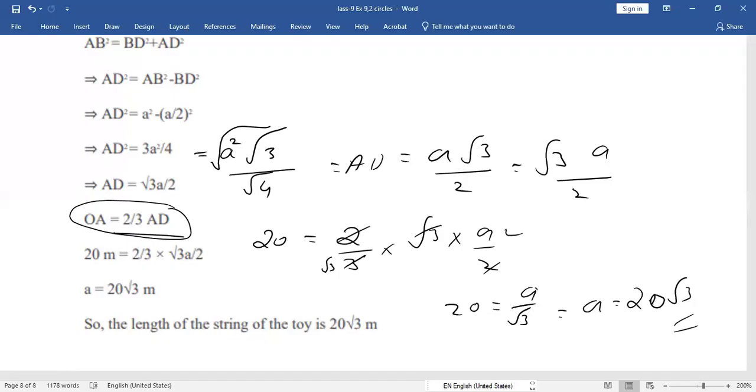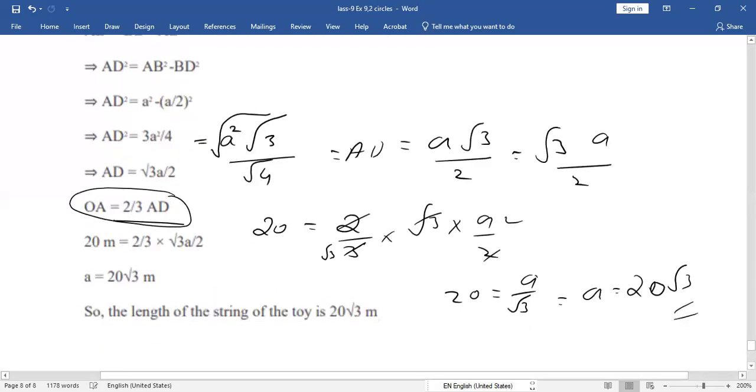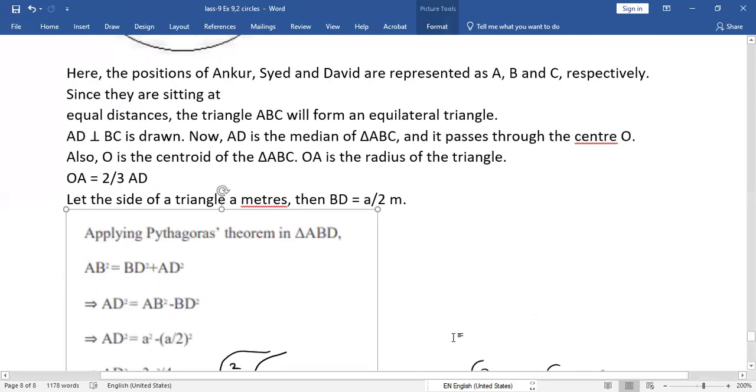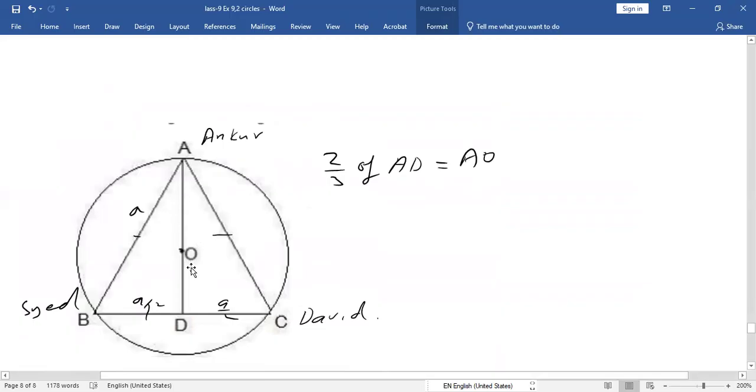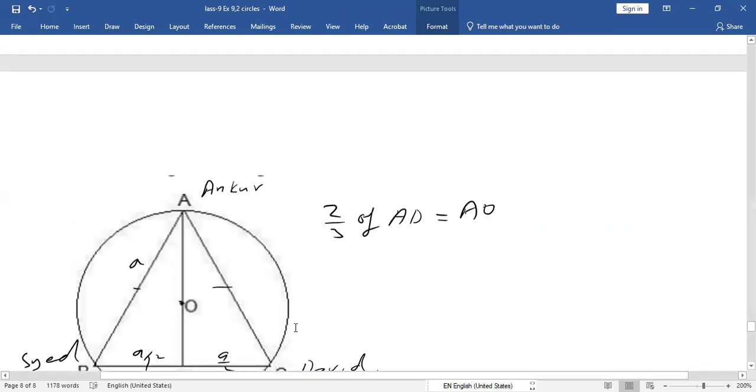I think you understood this one. The calculation is there, so understand what is going on here and what we applied. This is the median, and the orthocenter, median and altitude are all the same thing. The center is 2/3 of the AD. That means the radius OA is equal to 2 by 3 of AD. Okay, then I think you understood.